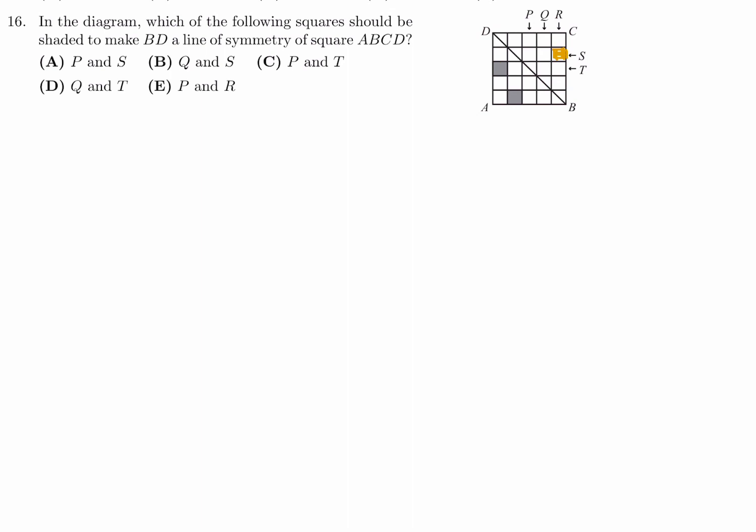And then this one here is 2 down from the line of symmetry. So I've got to go 2 across from that line of symmetry. So I've got to shade that one. And that would make BD a line of symmetry. So which ones did I circle or shade? P and S. So that would make number 16 A.